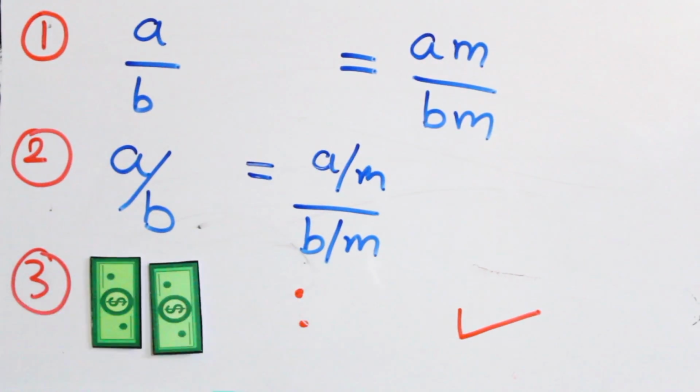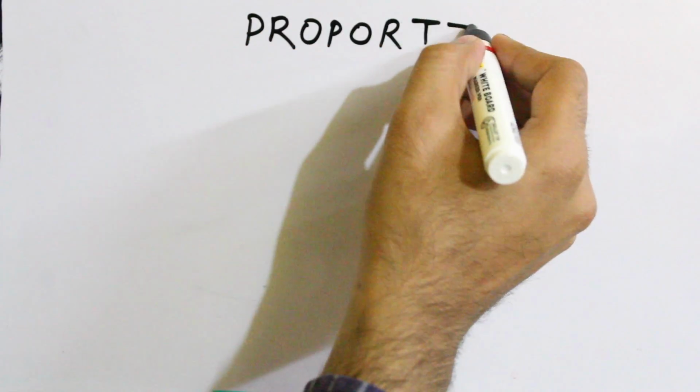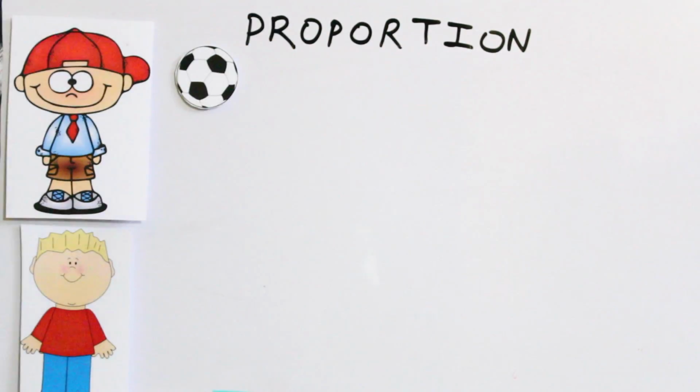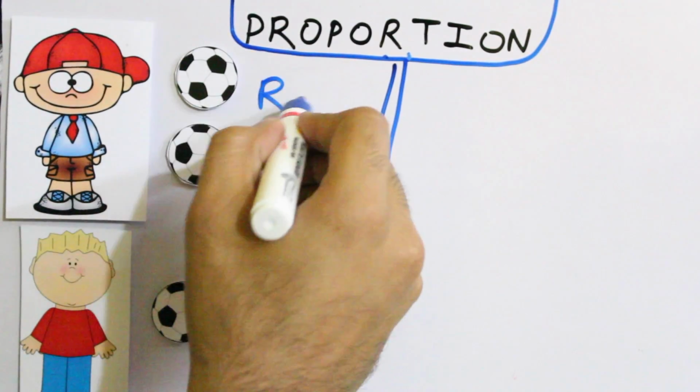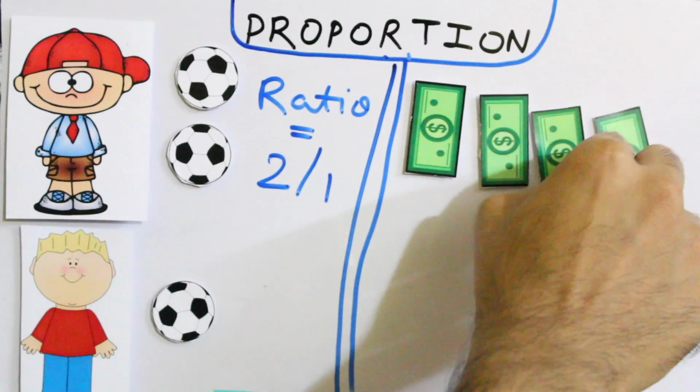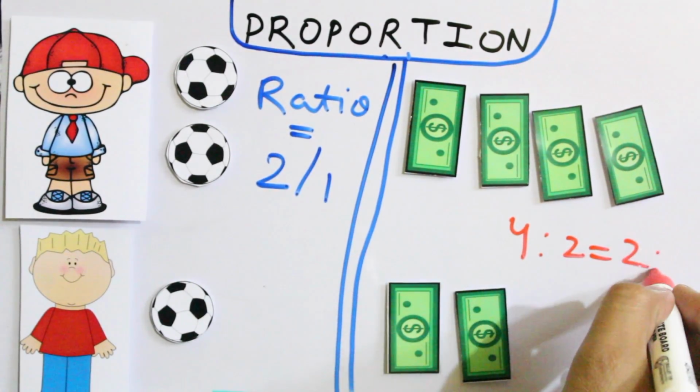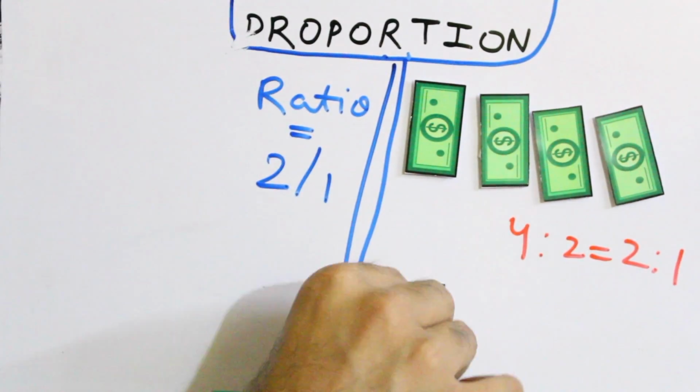Now let's talk about proportion. It is used when we have two equal ratios. Let's take Raju and Pappu's example and assume that they have balls in the ratio of 2:1. Similarly, consider the money they have is $4 and $2 respectively, which is equivalent to 2:1. Now proportion can be used.